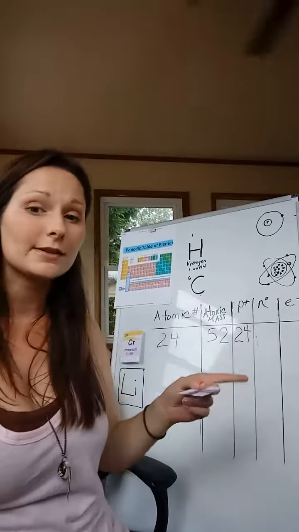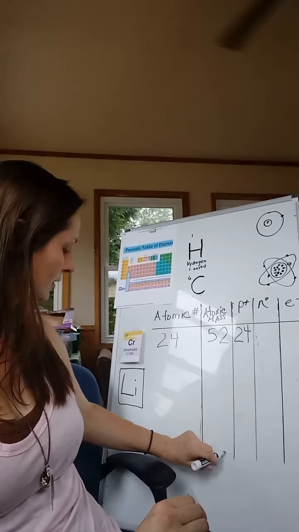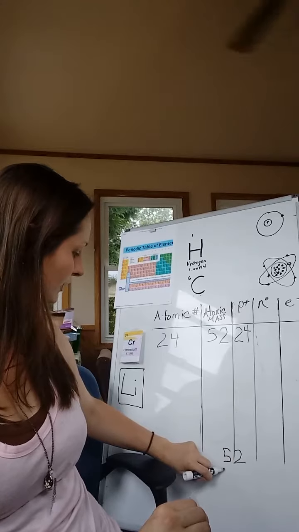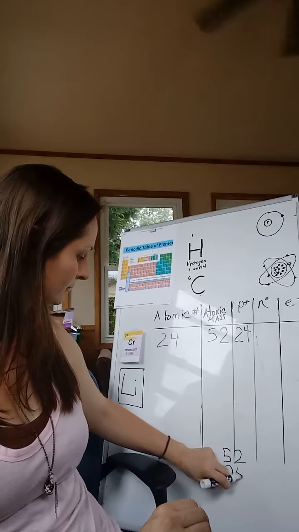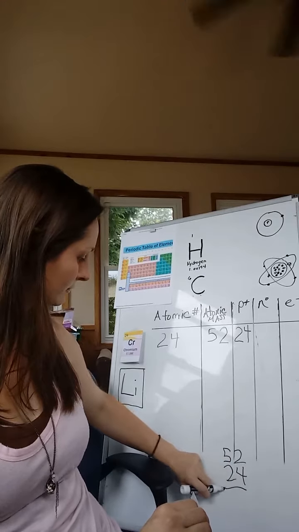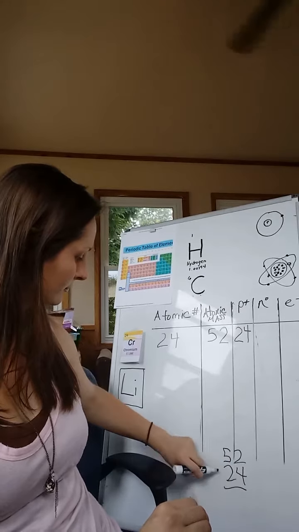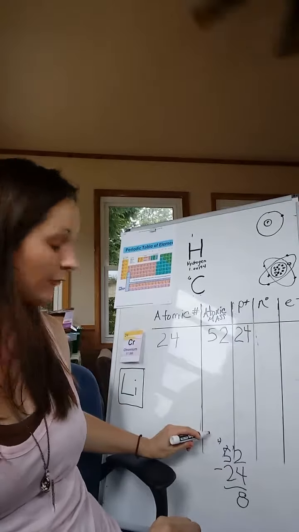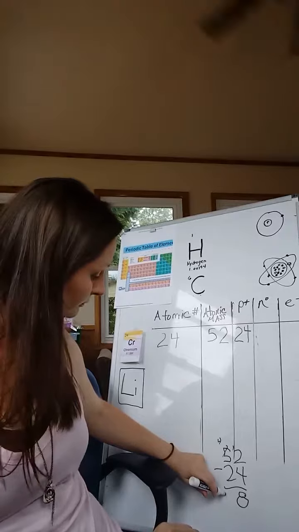And I will write that right here. So we take 52 and we subtract it from 24. Okay, we all know we can't subtract 2 from 4, so we borrow, we turn that into 4, we turn that into 12, 12 minus 4 we know is 8, and 4 minus 2 we know is 2.